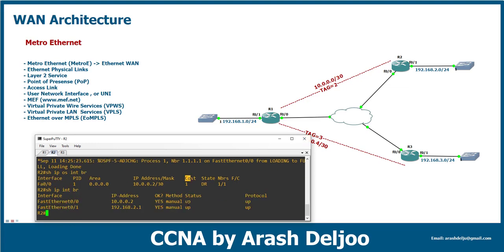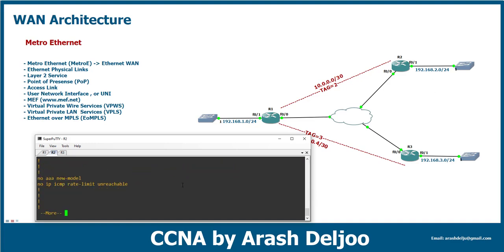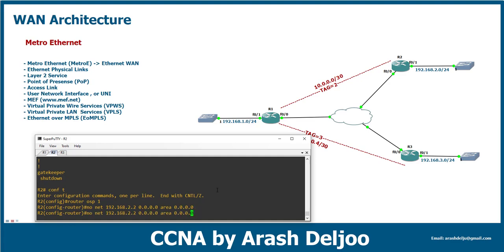Show ip interface brief can show us that the IP address of FastEthernet 0/1 is correct, but in the router OSPF 1 configuration, yes, we should change it to 192.168.2.1. Look here: conf t, router ospf 1, no network 192.168.2.2 quad 0 area quad 0. We should change it to network 192.168.2.1, then quad 0 area 0.